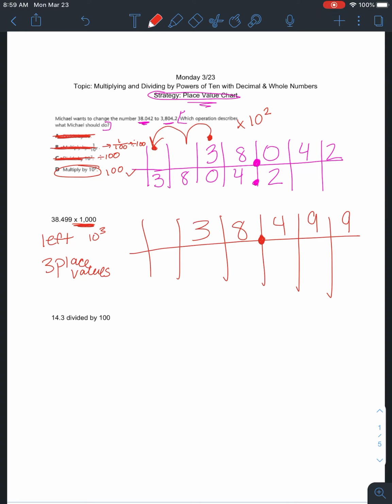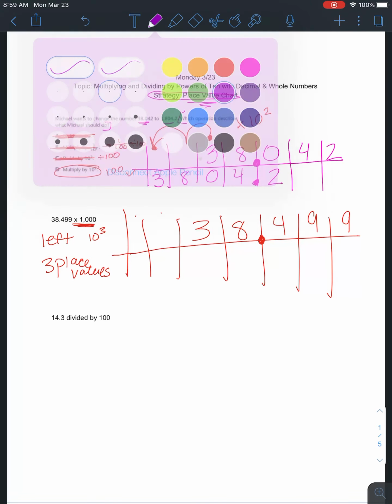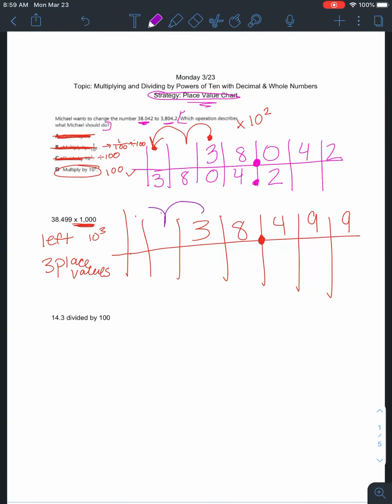And now let's check to see if we have enough place values to move. 1, 2, oops, I actually need 1 more place value. All right, I'm moving 1, 2, 3 place values to the left. So my 3 now goes into this place value. My other digits follow. And again, that decimal point never moves. It's going to stay in the same place. So I know that if I did 38 and 499 thousandths times 1,000, I would actually get the number 38,499.